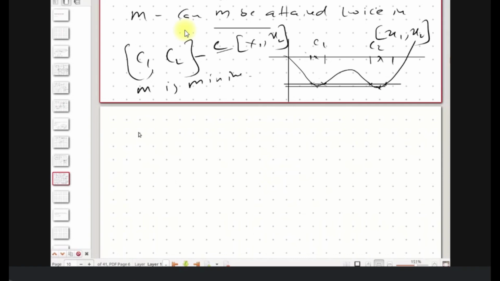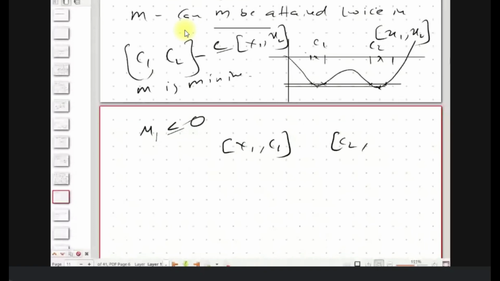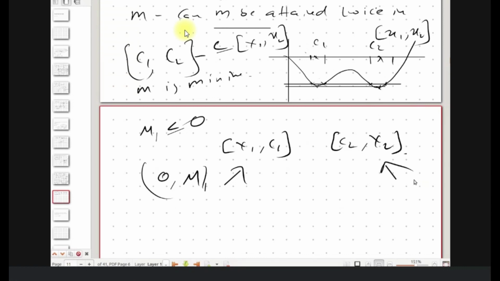Then I can talk about maxima. So maxima is some M1 and will be less than or equal to 0, right? So what I can do is I have x1, C1, this is one interval, and I have C2, x2, this is the second interval. So every value between 0 and M1 will be assumed here once, assumed here once. And moreover, we already know that at these endpoints the value is small m. So not only m, 0 is maxima, 0 and m are attained. And as I have that m is minima, right?